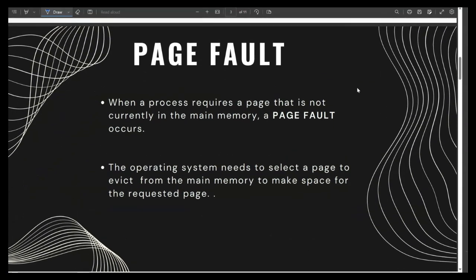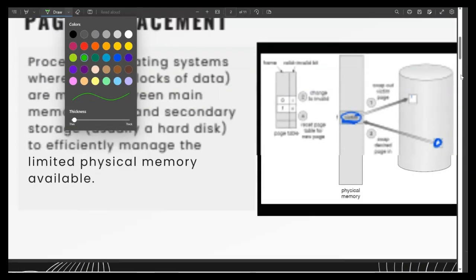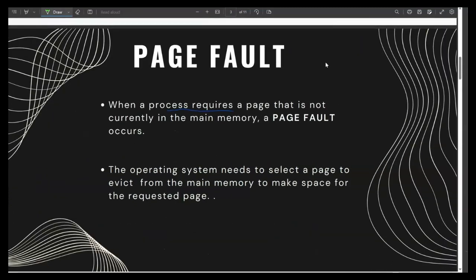Now, what is a page fault? When a process requires a page that is not currently in the main memory, a page fault occurs. So suppose a process requires page number 7, and that page is not present in main memory, so that is called a page fault. And because of a page fault, page replacement occurs. Suppose we have page 1, page 2, page 3, and we require page 7, and page 7 is not present in main memory, so it is called a page fault.